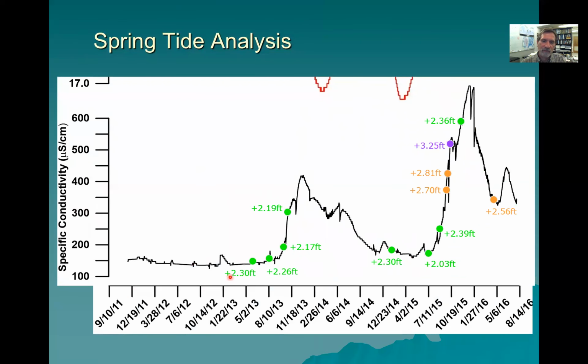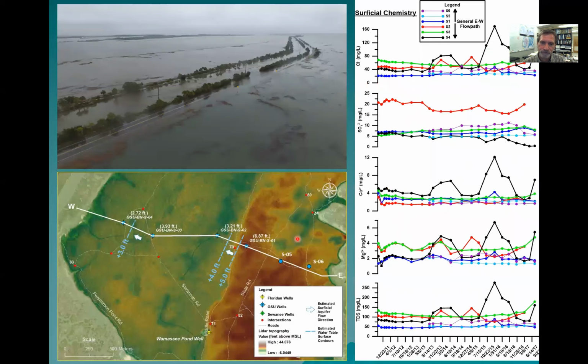Here's a closer look at that without all the other plots. All the tide events that were 2 feet to 2.5 feet above mean high tide are in green, 2.5 to 3 are in gold, and those above 3 feet above mean high tide are in magenta. Clearly, what we're seeing here is spring tides, or unusually large tide events, driving pulses of saltwater into the surficial aquifer on St. Catherines Island.